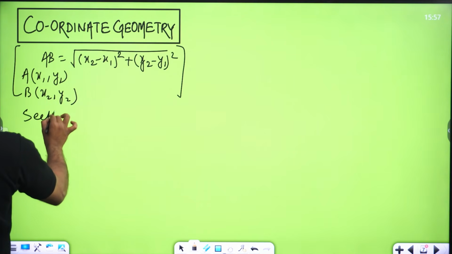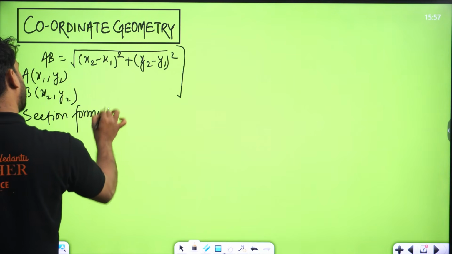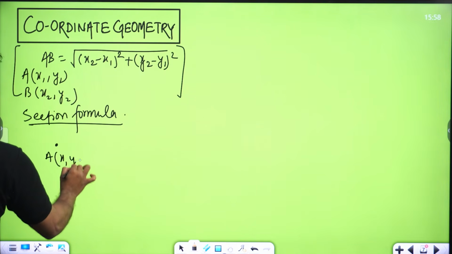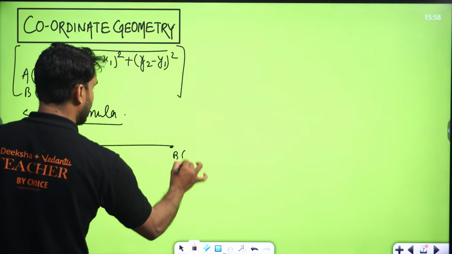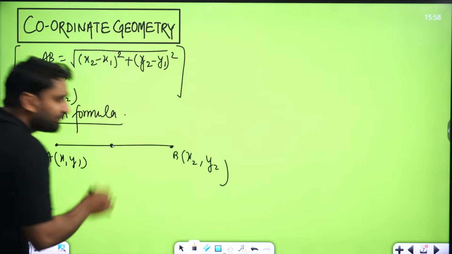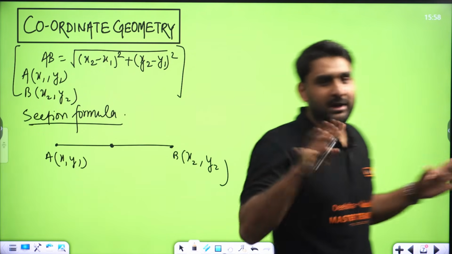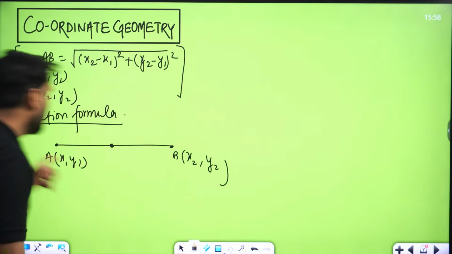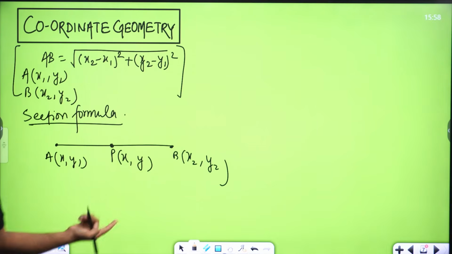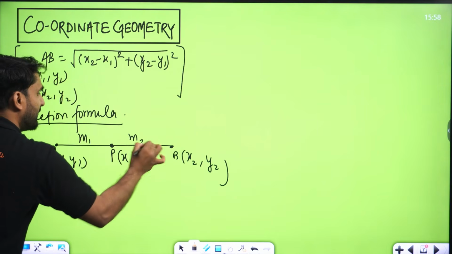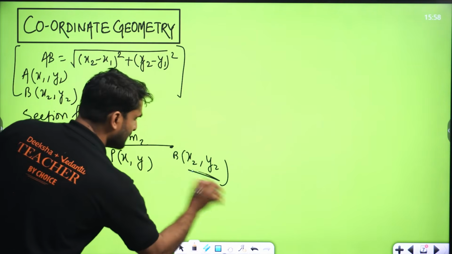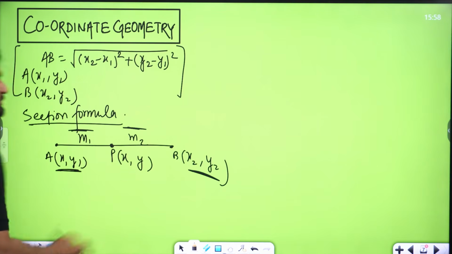Now the second is section formula. When we use this formula, my dear, basically there are 2 points, A x1 y1 and another point B x2 y2, right? And another point P comes. There is line joining AB, and one more point P has come here, and P has divided the line joining. I don't know the coordinate of P, so let's say X Y, and the division is given to you. The ratio will be given to you, in what ratio P divides the line joining AB. So this is known to you, this is known to you, and this is known to you. So how can you find X?